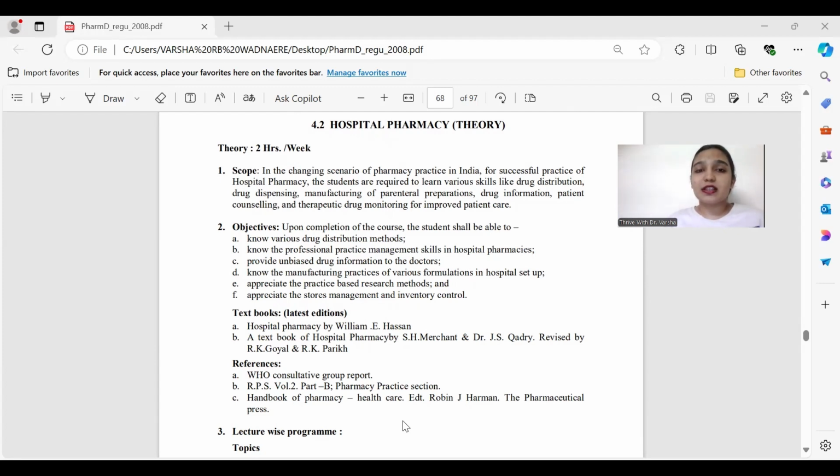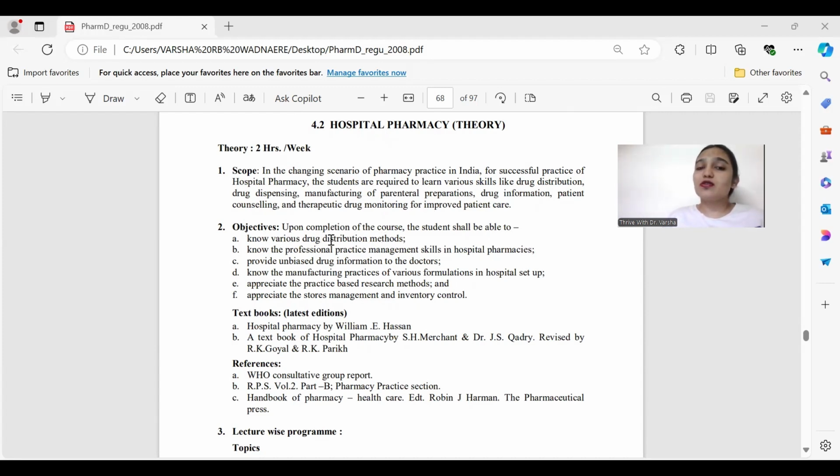Why will you be studying this? Because in the changing scenario of pharmacy practice in India, for successful practice of hospital pharmacy, the students are required to learn various skills like drug distribution, drug dispensing, manufacturing of parenteral preparation, drug information, patient counseling, and therapeutic drug monitoring for improved patient care. Now, once you have completed this study, you will be able to understand.